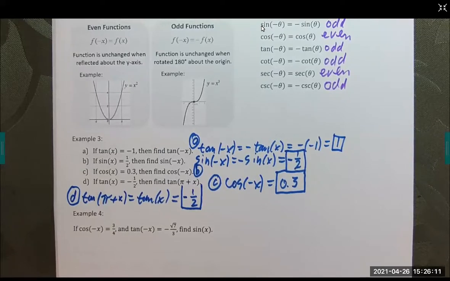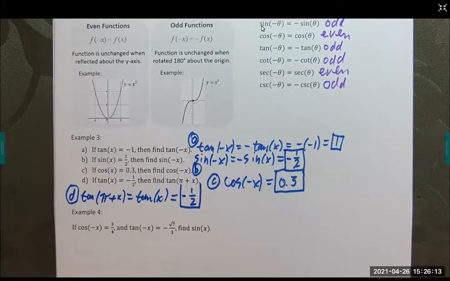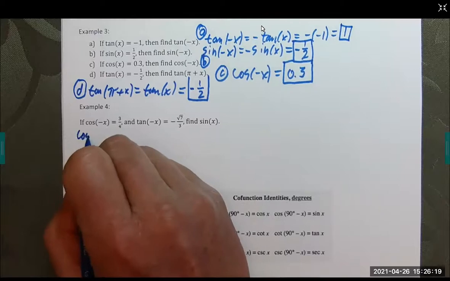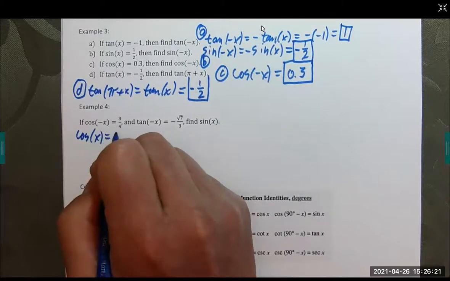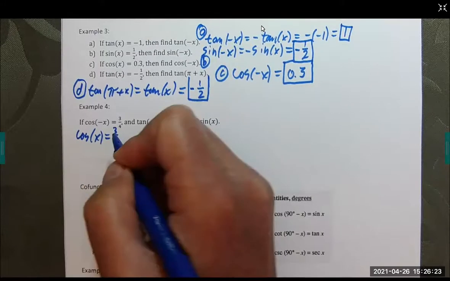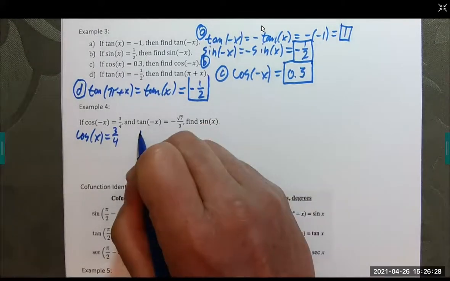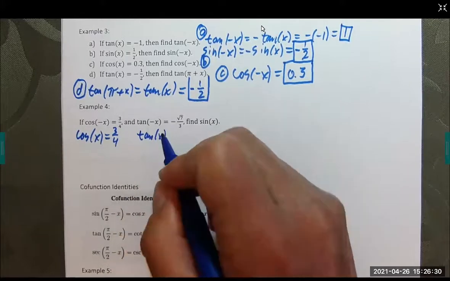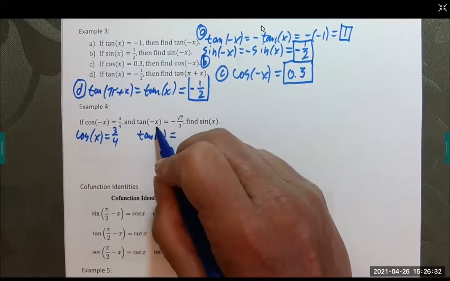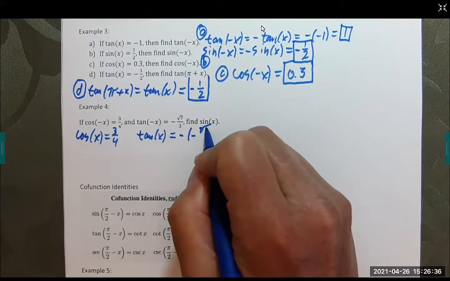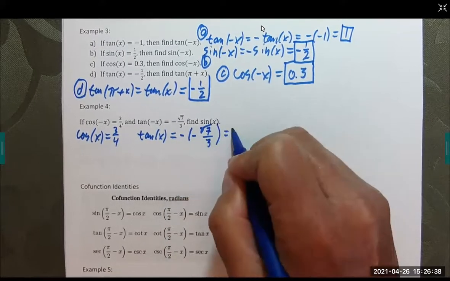All right, example 4. Cosine of negative x is 3/4. Now that means that the cosine of x is 3/4. And this means that the tangent of negative x is negative tangent x. So this is negative root 7 over 3, just root 7 over 3.